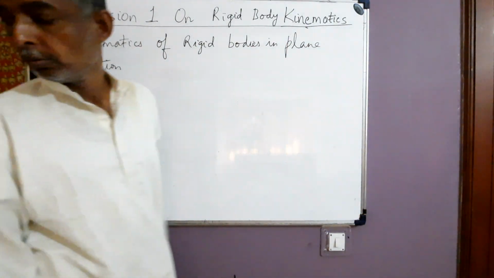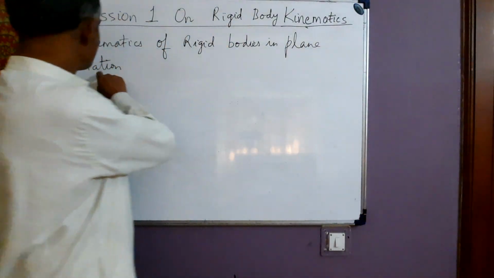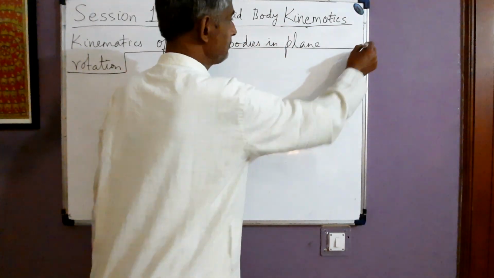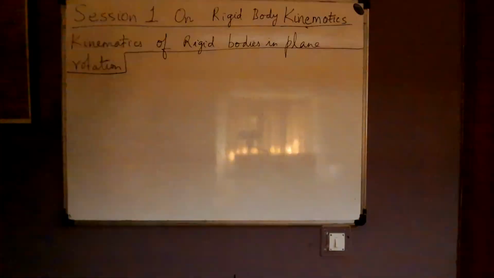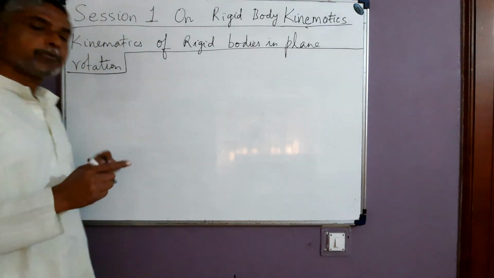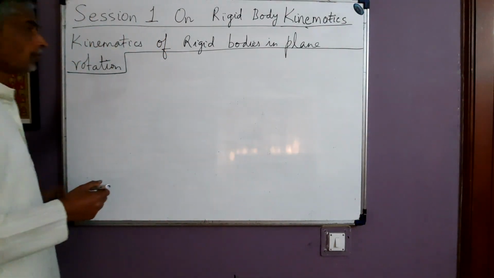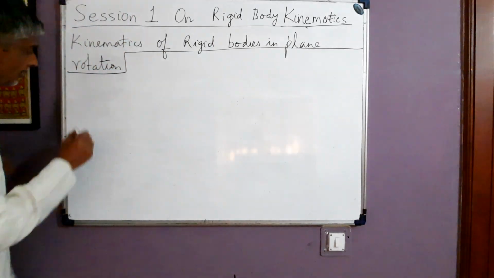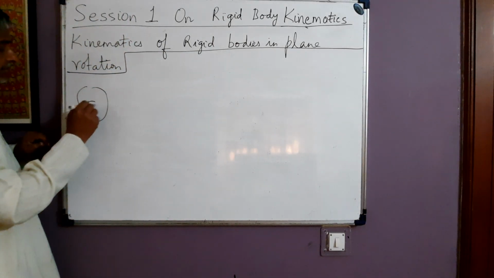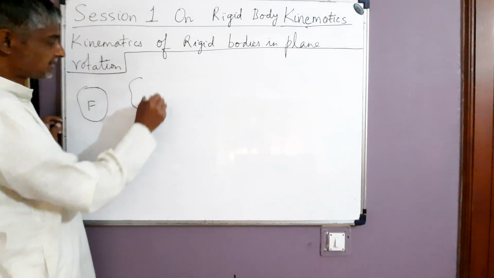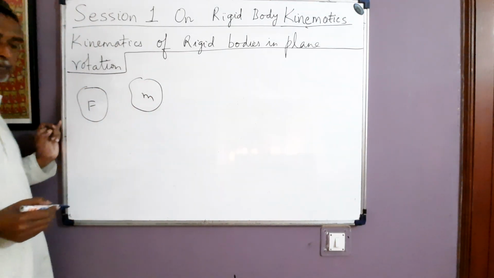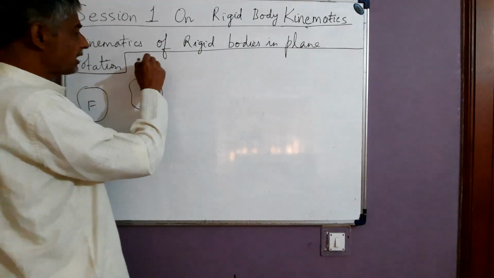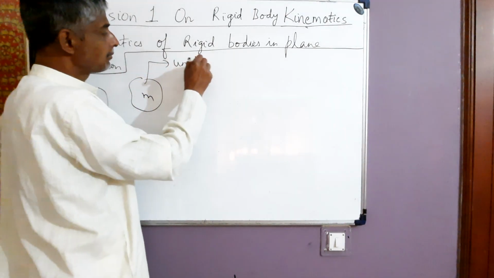So first, I'll define what is meant by plane rotation. First we define plane motion. What do you mean by plane motion of a rigid body M with respect to some given frame F? Suppose F is some reference frame, and M is some other rigid body or reference frame which is moving in plane motion with respect to F.